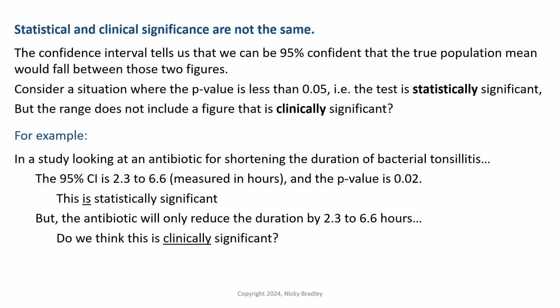So 95% of the people tested reduced the duration of their symptoms by 2.3 to 6.6 hours, the best being 6.6 hours within that 95% confidence interval. Do we actually think that that is clinically significant? Is it worth giving that antibiotic for a maximum reduction of 6.6 hours in the symptoms at that cost with the risk of side effects? Probably not. So therefore, even though it's statistically significant, the actual confidence interval shows us that the range, 95% of the results fall in a range that really is not that good.